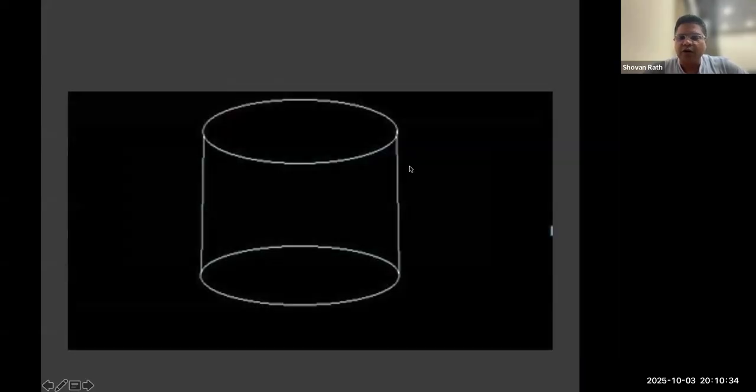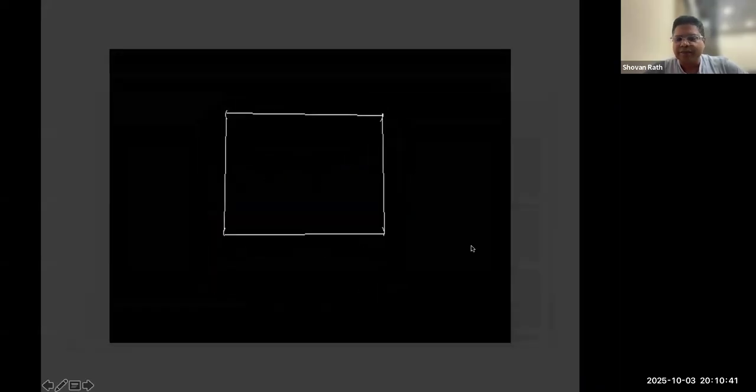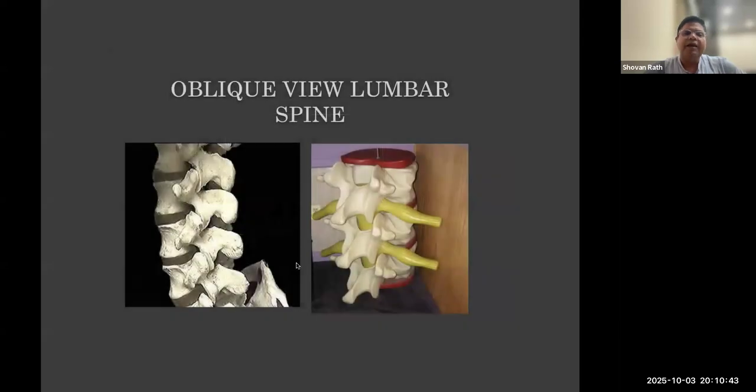So the upper border and the lower border must be in a straight line. It should not look like an oval shape. It should be like this. To make it, we have to tilt the fluoroscope either caudally or cranially according to the position.